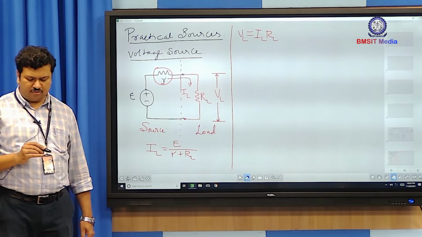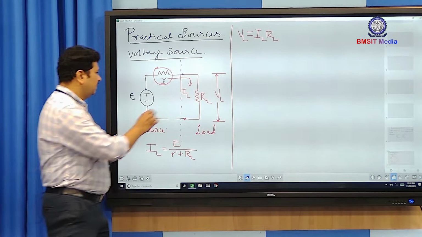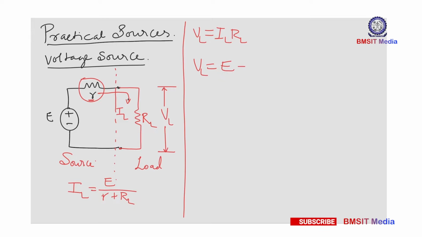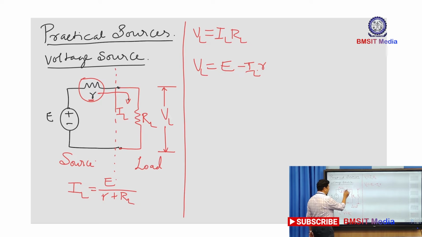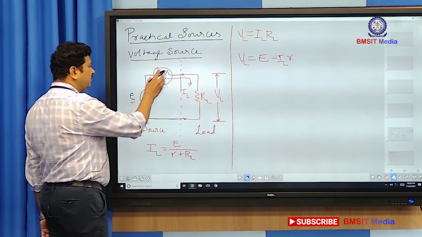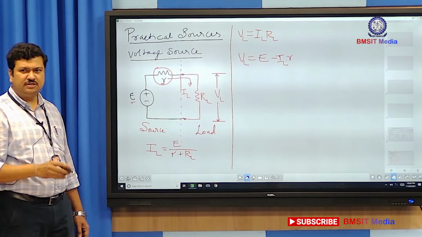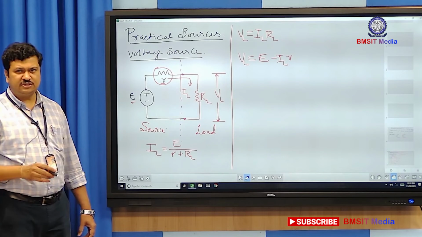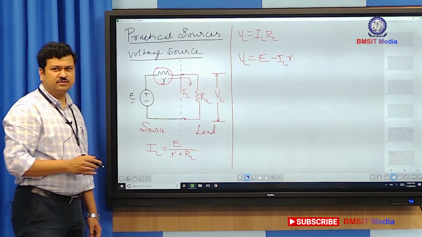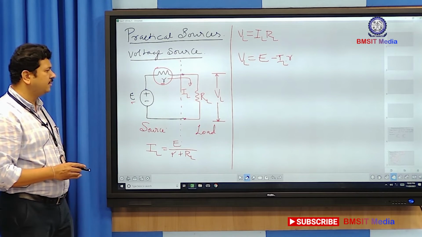There exists a small amount of voltage drop across this R. Now, if I write a KVL equation for this loop, my VL will be equal to E minus IL into R. So, the terminal voltage of a practical voltage source is not the source value of the voltage source. A small amount of voltage drop internally will occur across its own impedance, and the terminal voltage available is smaller than the actual source voltage of the voltage source. So, this is the difference between an ideal source and a practical source.